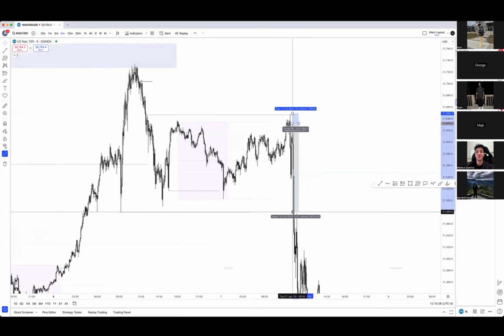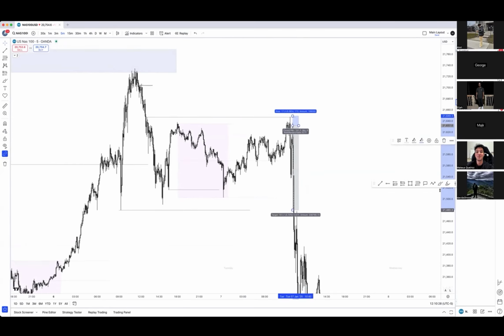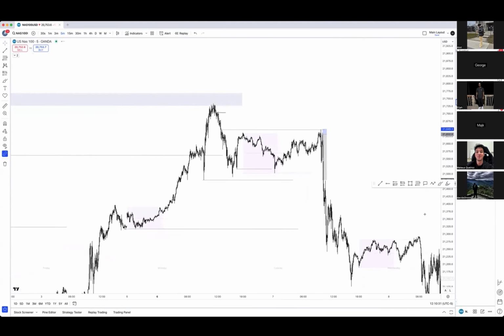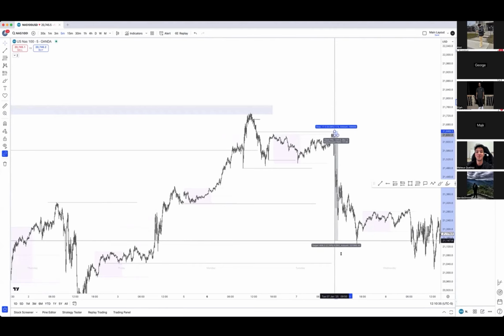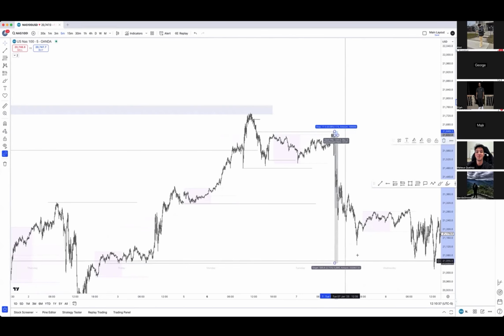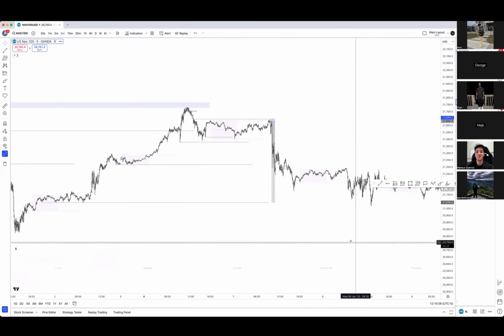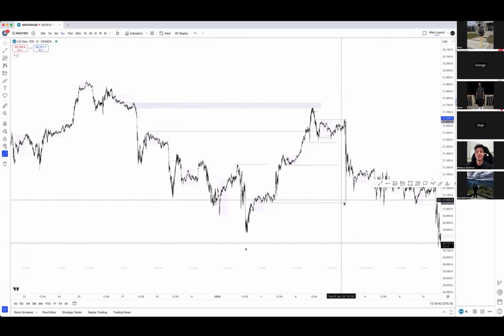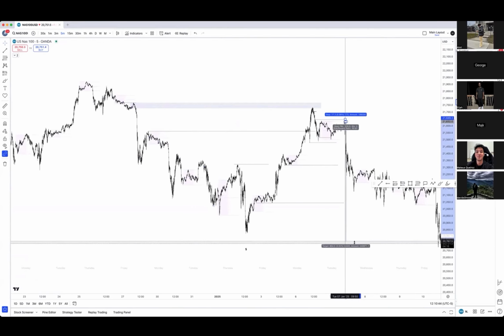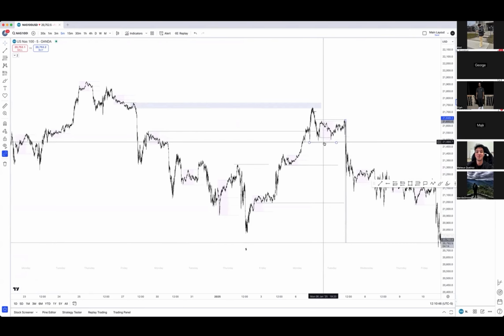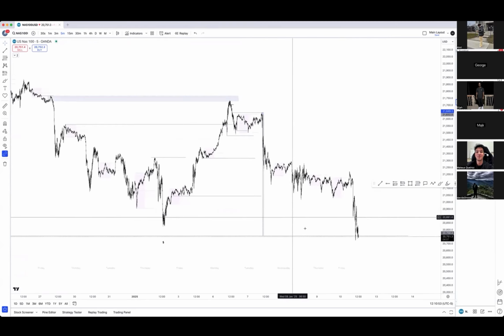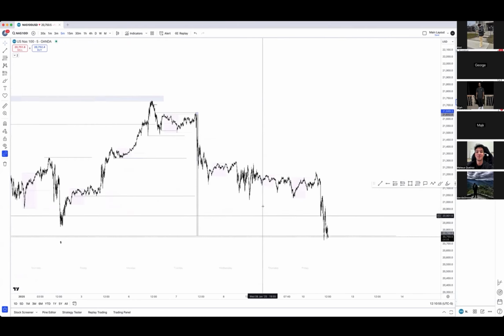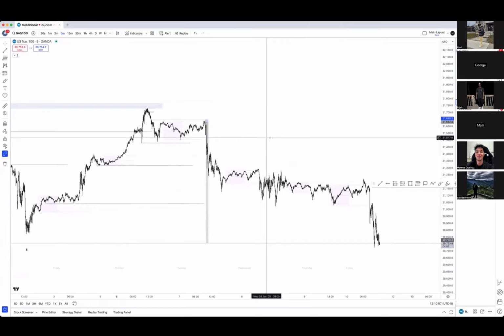Straight to the lows, partial area right here. And then you can hold the rest towards the lows over here. Wait, sorry. This low. So yeah, you could have taken partials here. You could have taken more partials down here, a little bit more here, and then ultimately the low to the left. So yeah, that was Tuesday.